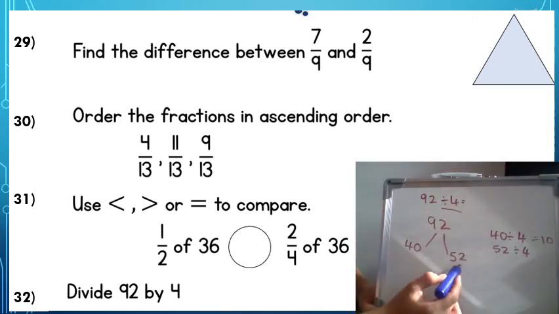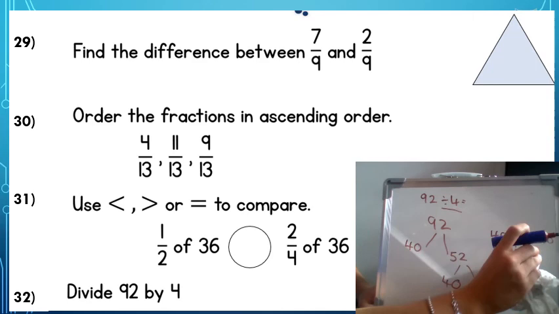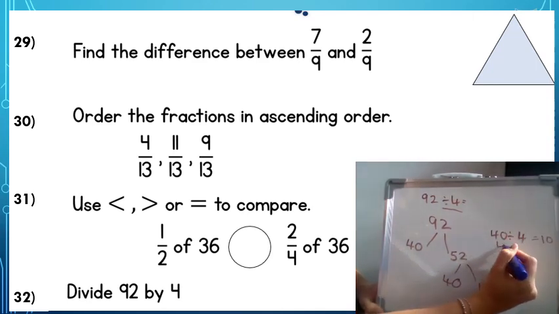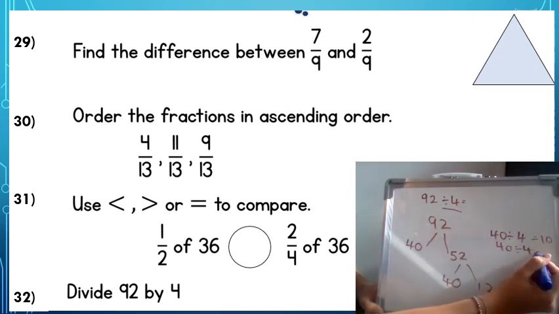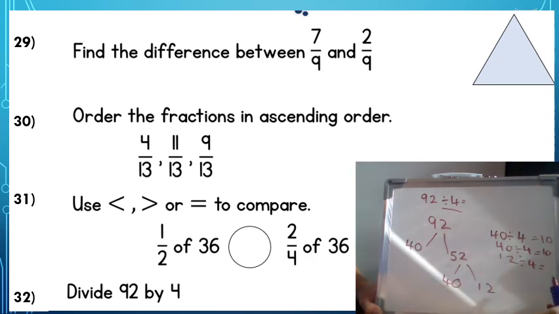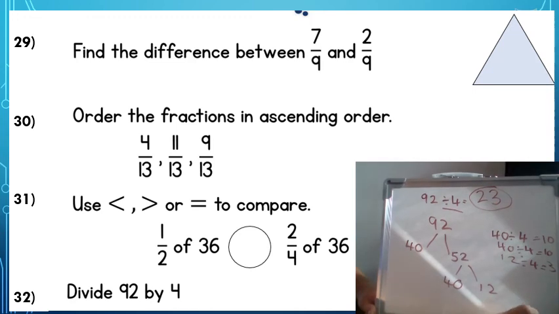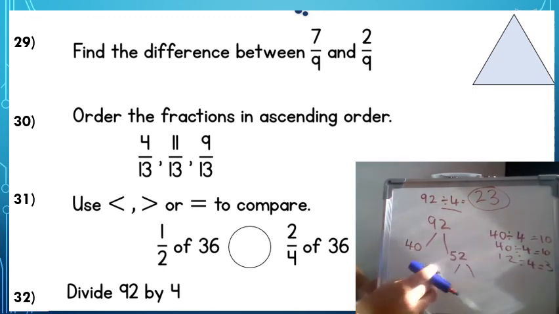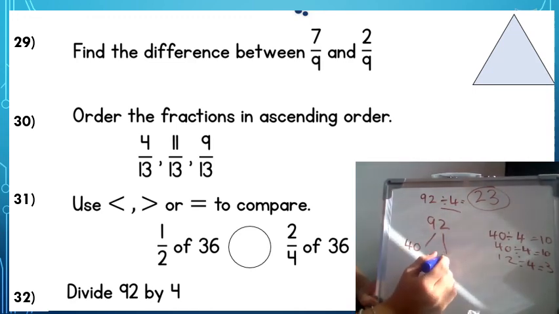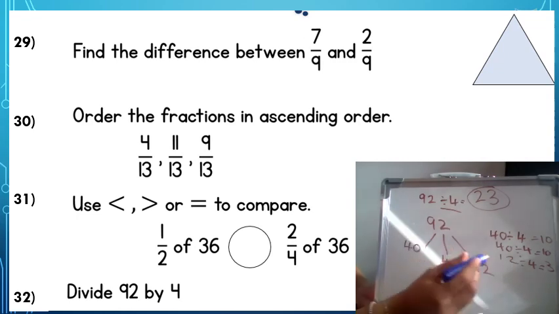Now again, I could have even partitioned 52 again into 40 and 12. So instead of doing 52 divided by 4, I could have done another 40 divided by 4, and I could have done 12 divided by 4, which would have equaled 3. So that I could have done 10, add 3 to get your answer 23. So you could have worked it out, or alternatively, you could have partitioned it into 2 lots of 40 and the 12 remaining as well.